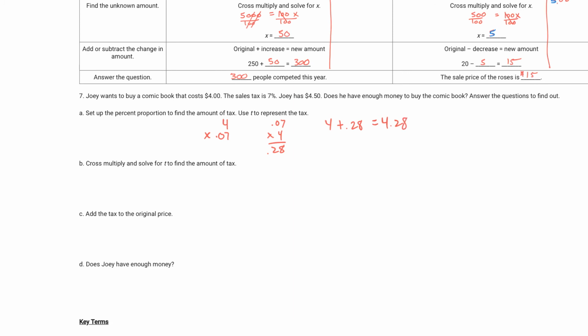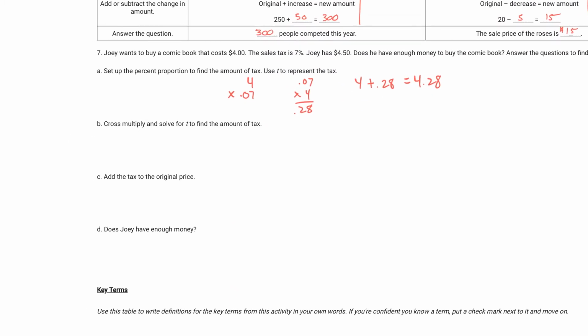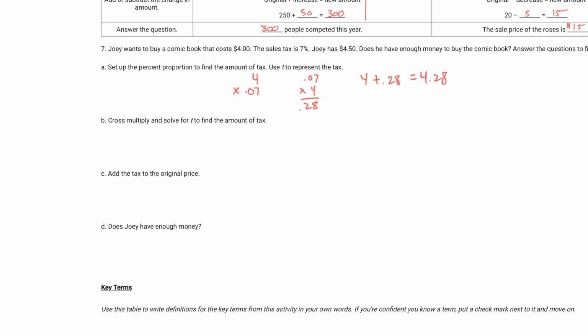And the question is, does he have enough to buy? If Joey has $4.50, does he have enough? Well, it's going to cost him $4.28 with the tax, so yes, he does. Okay, so they say set up a proportion. I'll show you the proportion. I'm happy to do so.